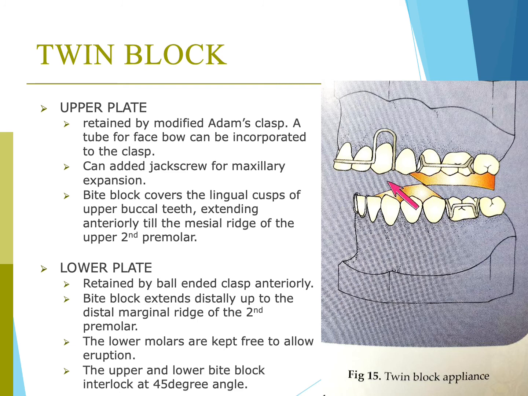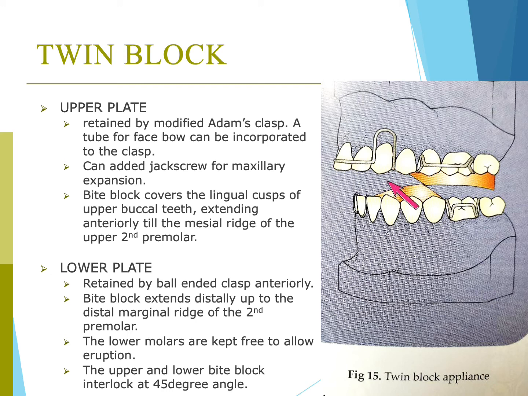So how to design the twin block? The twin block consists of an upper plate and a lower plate. These two plates must be used together so that they can produce a definitive action. That's why we call it twin, because it will only affect the dentition when they are used together. So what do we have in the upper plate? The upper plate is retained by modified Adams clamps. A tube for a face bow can be incorporated into the clamps.